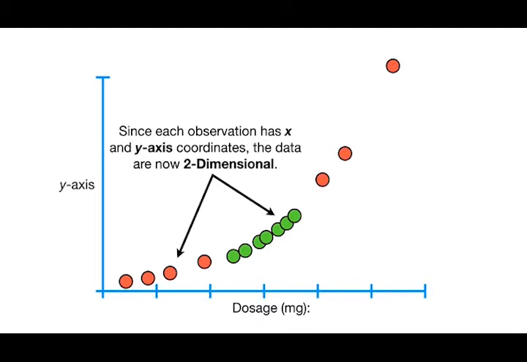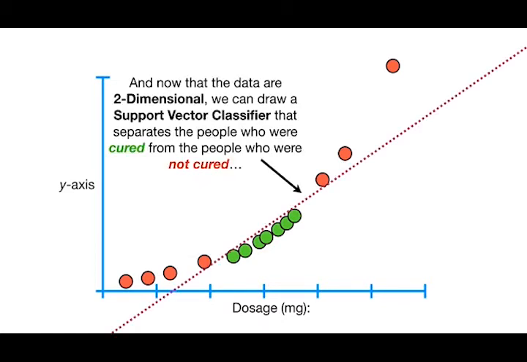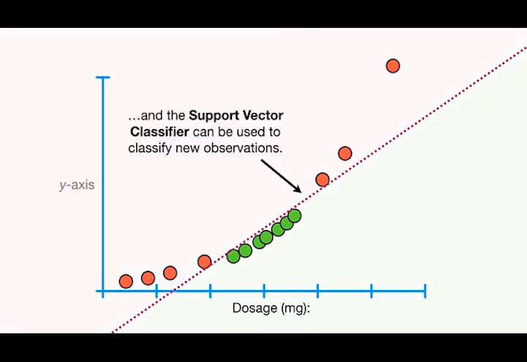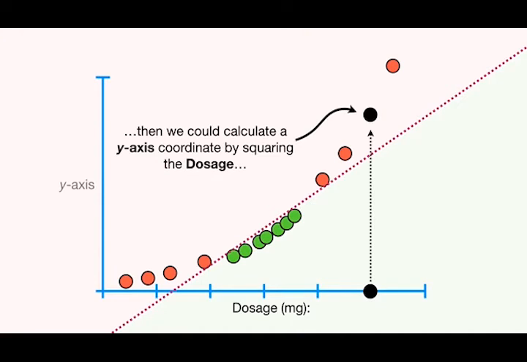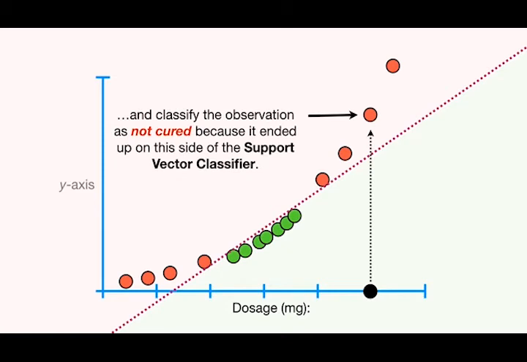Since each observation has x and y-axis coordinates, the data are now two-dimensional. And now that the data are two-dimensional, we can draw a support vector classifier that separates the people who were cured from the people who were not cured. And the support vector classifier can be used to classify new observations. For example, if a new observation had this dosage, then we could calculate the y-axis coordinate by squaring the dosage and classify the observation as not cured because it ended up on this side of the support vector classifier.